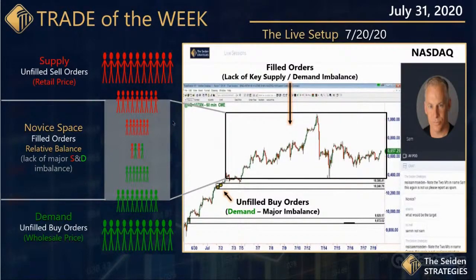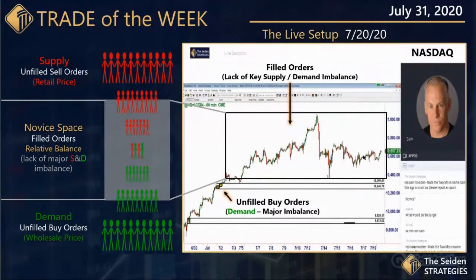We're not interested in entering positions in the novice space because there's a lack of a major supply-demand imbalance. Now, how do we know that? Look at the chart. All of the trading activity in here, all of the wide and whippy trading activity in here, suggests that there's a lack of a supply-demand imbalance. If there was a big imbalance in here, would the picture look like this?